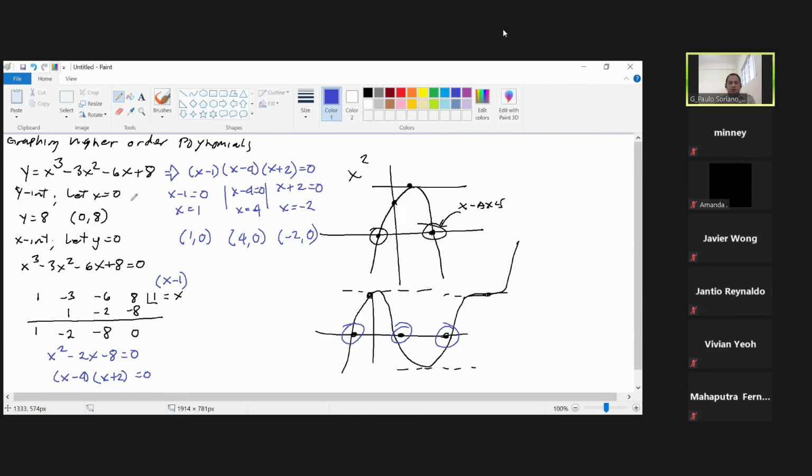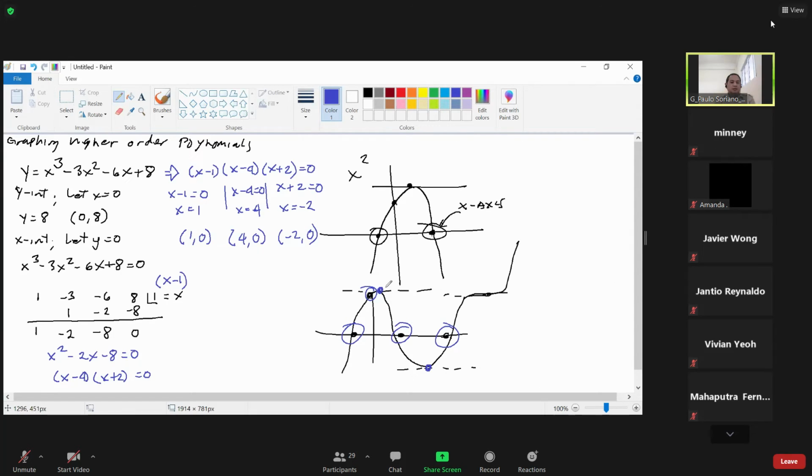Okay, it's also going 0, 8. So if that is 8, okay, so we're almost there. So we have a basic shape like this. But the question now here is, where will be our turning point? How do we find this? And how do we find this?